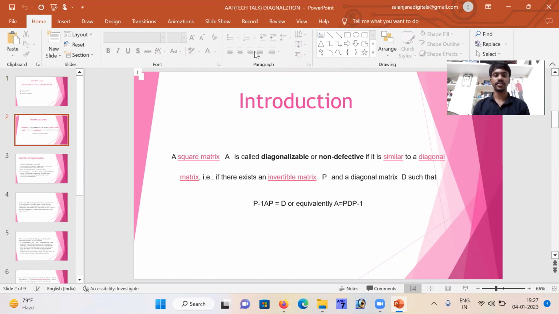A square matrix A is called diagonalizable or non-defective if it is similar to a diagonal matrix. That is, if there exists an invertible matrix P and a diagonal matrix D such that P^-1 A P = D, or equivalently A = P D P^-1.